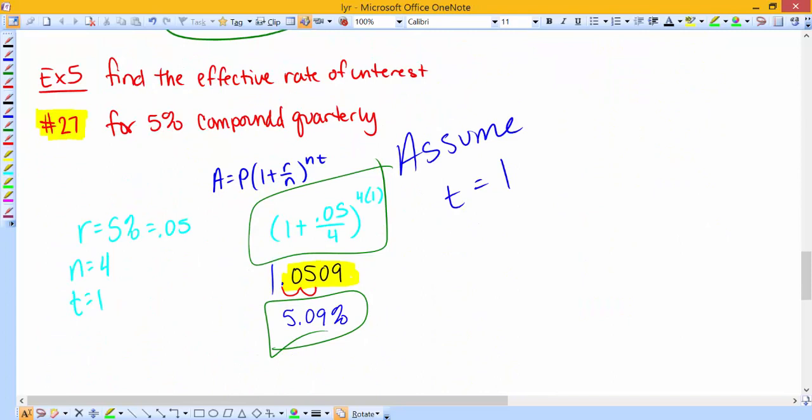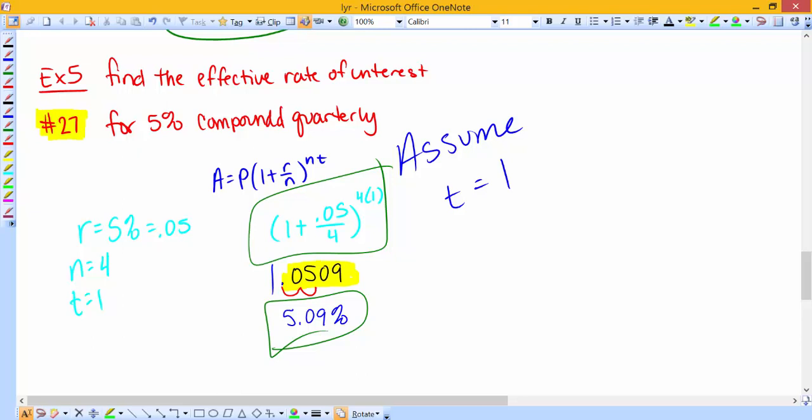Example 5. This is probably the most confusing example in this entire section. Find the effective rate of interest for 5% compounded quarterly. So even though it's 5%, it's really not 5% because every time we are compounding the interest, we have more and more money in our account. So really, by the time the year is finished, how much money have we actually earned? That's what we are trying to find out with the effective interest rate.